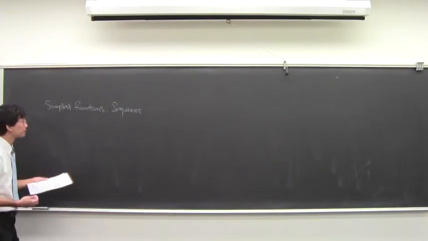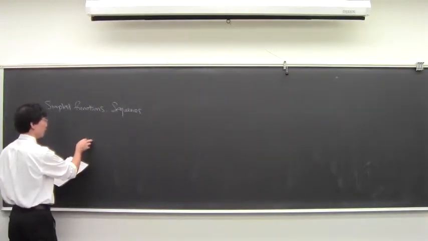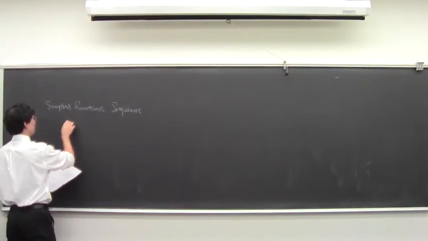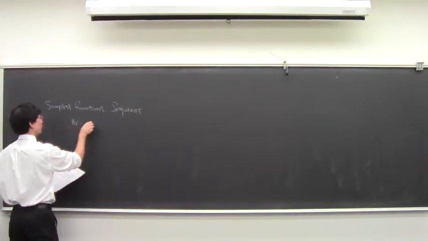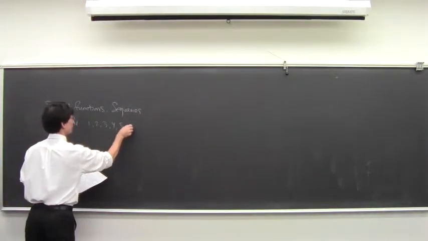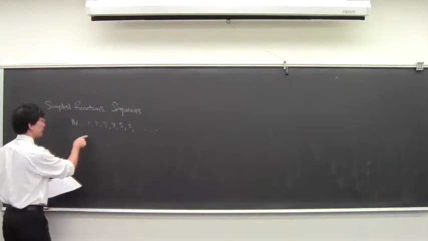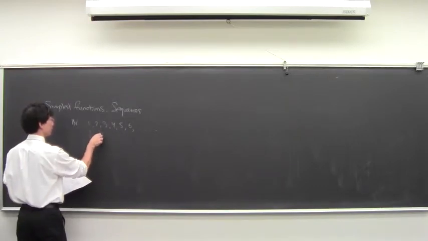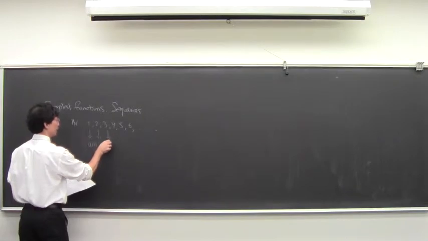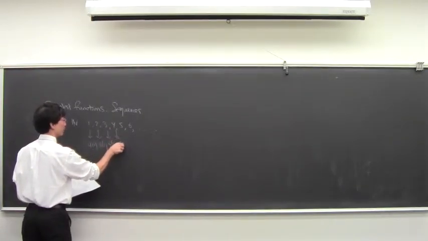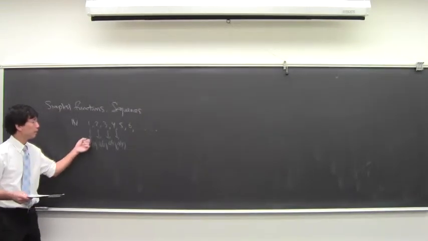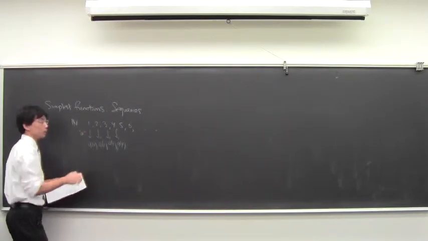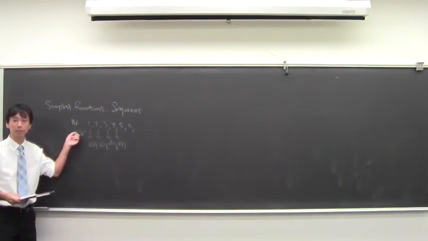Okay, so a sequence is you have the natural numbers, 1, 2, 3, 4, 5, 6, and so on. And then to each natural number, you associate a new value, right? A of 1, A of 2, A of 3, A of 4, and so on. And this map A is a sequence. Maybe I should call it F. But usually with sequences, you don't use F. You use A's and B's and C's.